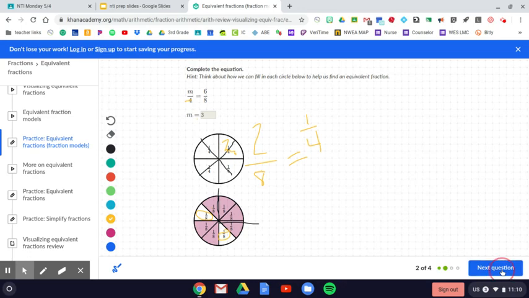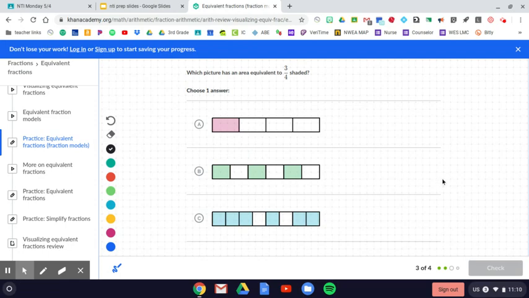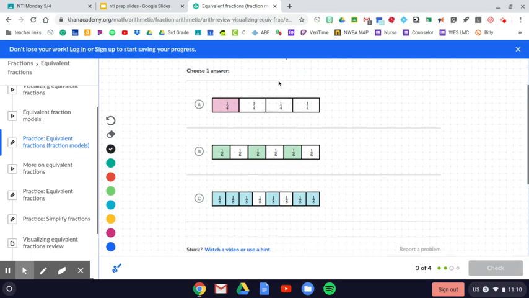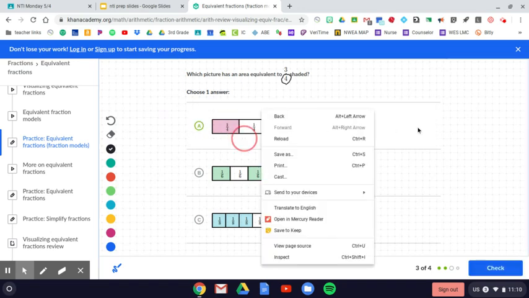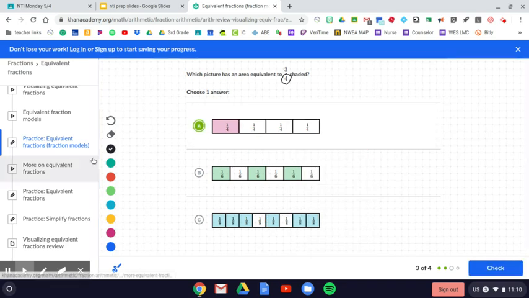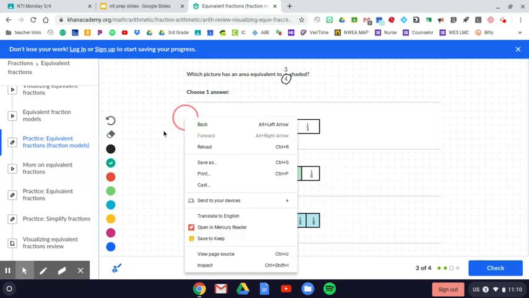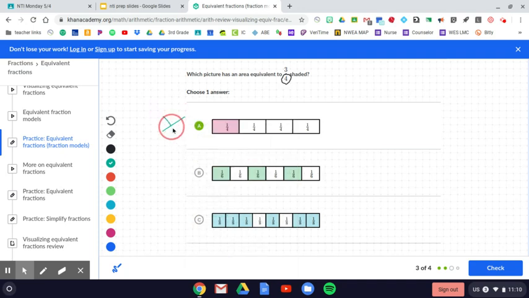Let's do one more and see if that clears it up a little bit. Which picture has an area equivalent to 3/4? Is it A, B, or C? The clue is to look at the denominator, the 4. Picture A has fraction pieces in fourths, but only one of them is colored in, so it's not A. I'm sorry, computer, it's not A. Thank you.